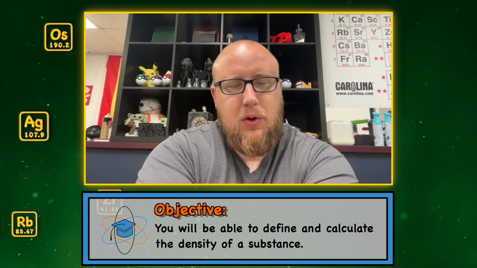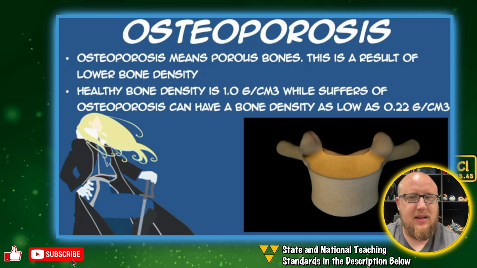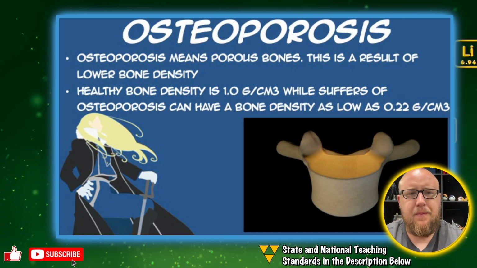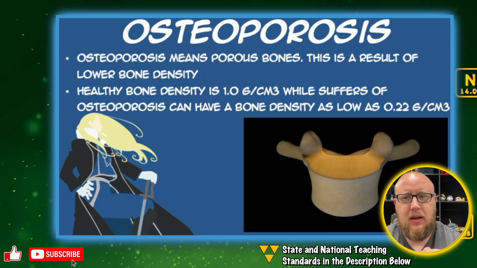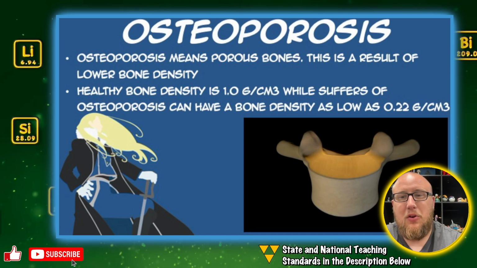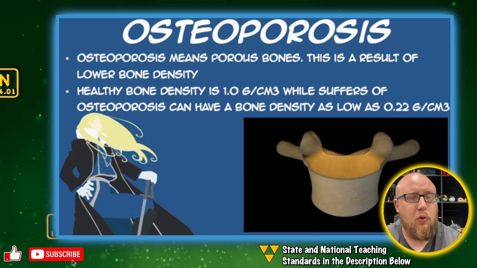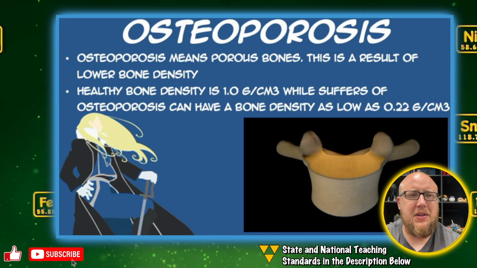So first thing we want to go to is talking about osteoporosis. With density, we want to apply this to the real world. So let's talk about it in the medical setting. Osteoporosis literally means porous bones. This is a result from a lower bone density. So what is bone density?